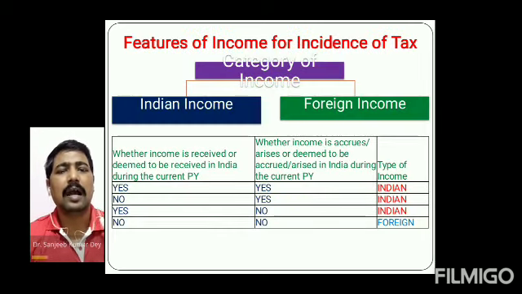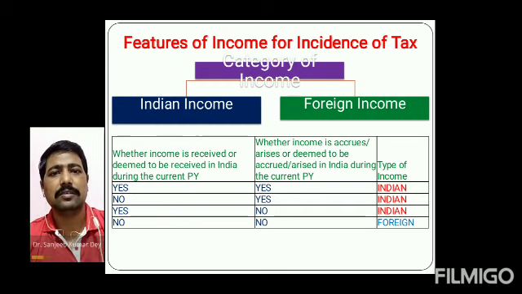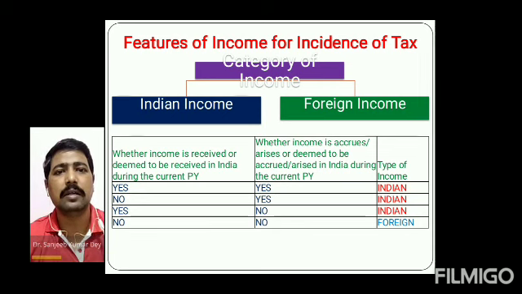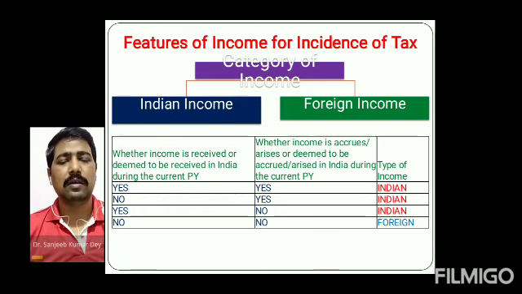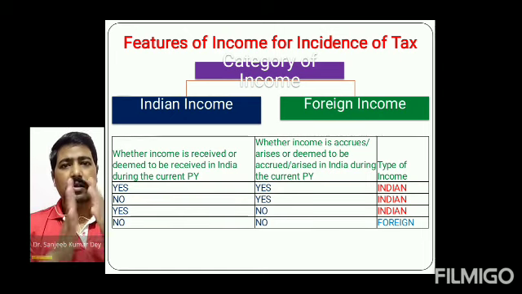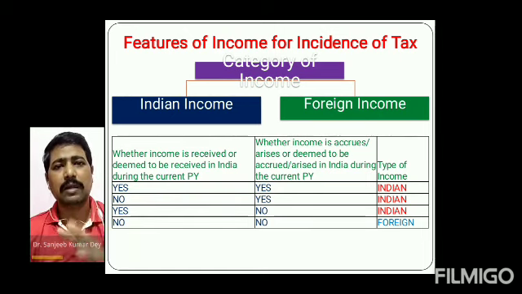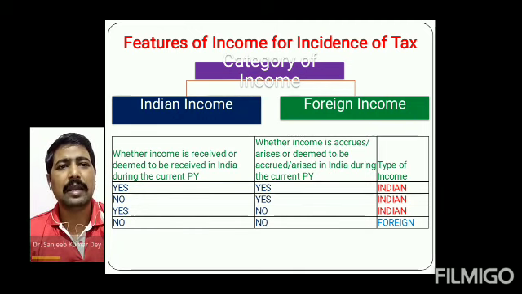Let us see how to decide the scope of total income on the basis of your residential status. As you know, a particular assessee's residential status may be resident or non-resident. In case of an individual or HUF, the residential status may be ordinarily resident, not ordinarily resident, or non-resident. Whatever the residential status, for the purpose of determining the tax scope, the income may be grouped under two broad categories. One is Indian income, another is foreign income.